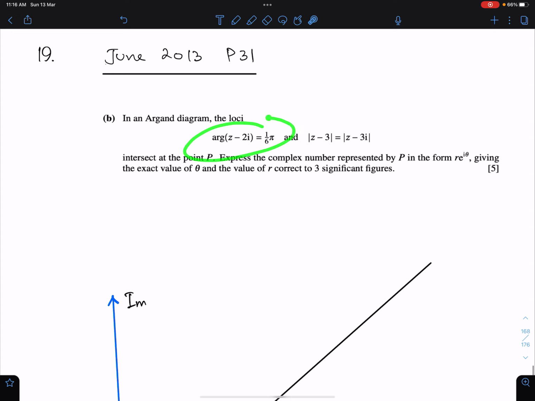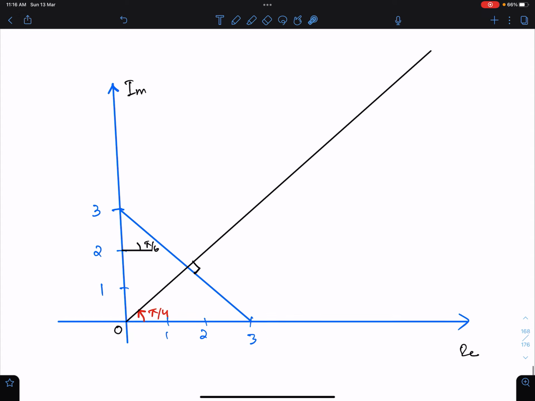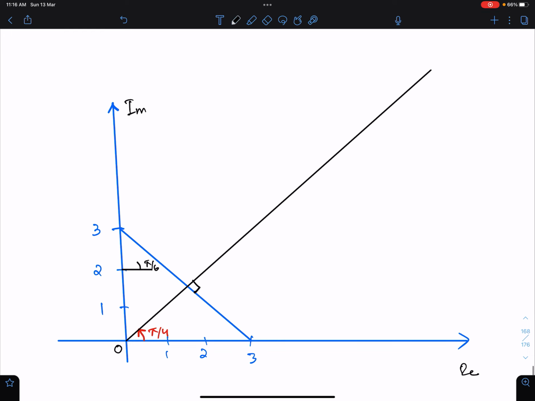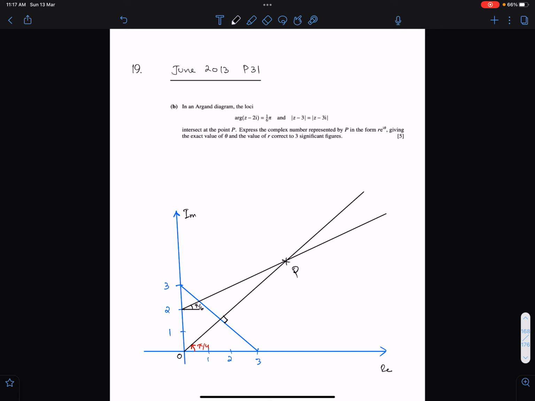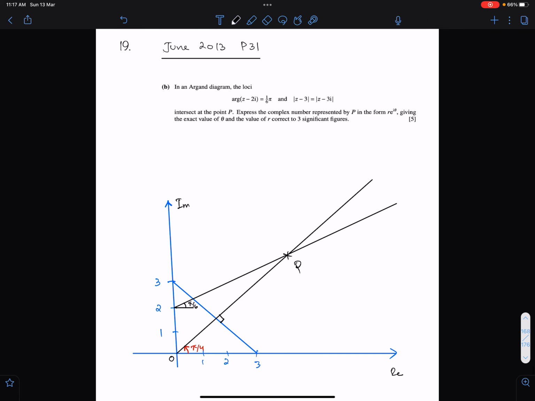And this means argument of z from positive 2i, and angle is pi by 6. So this is positive 2i and this is pi by 6. So this is the locus of z. And this point is P. This line is here and this locus is here.